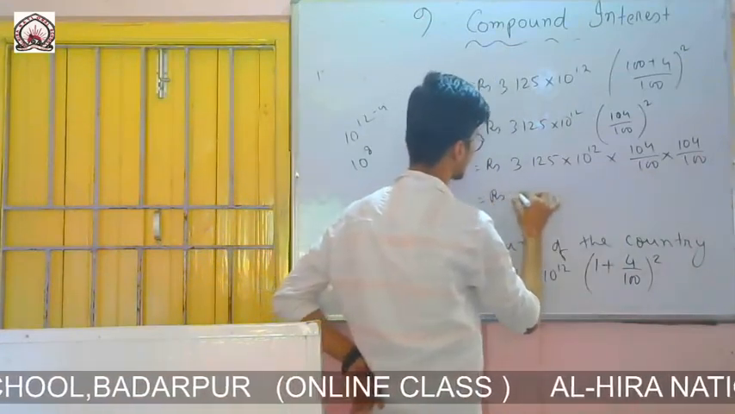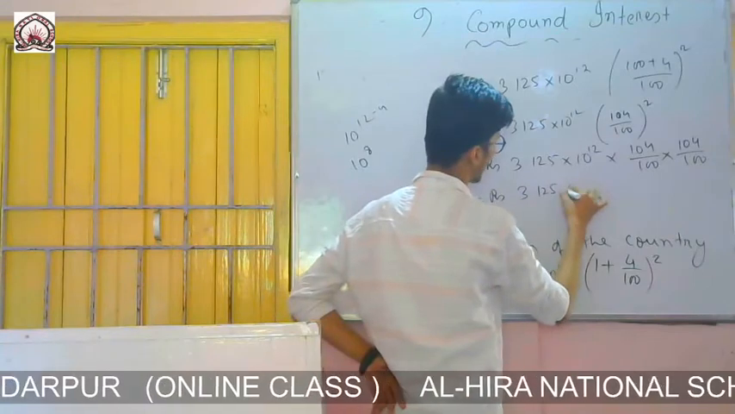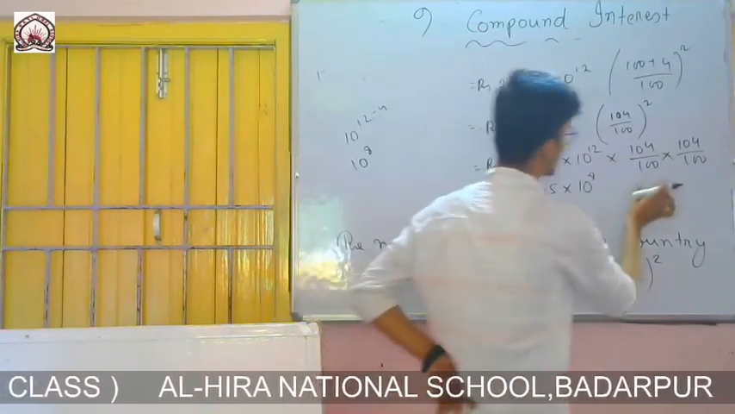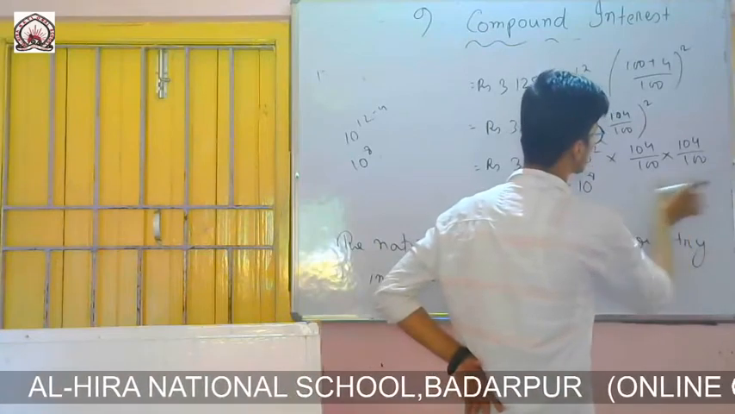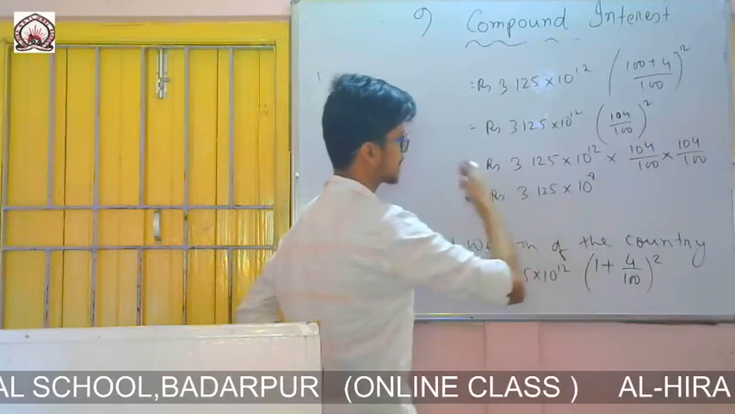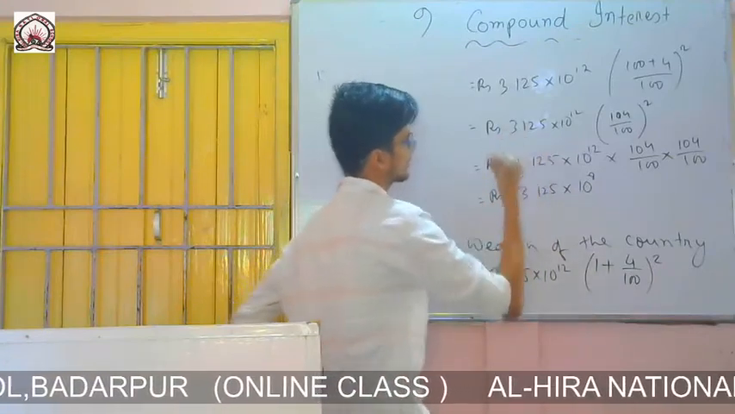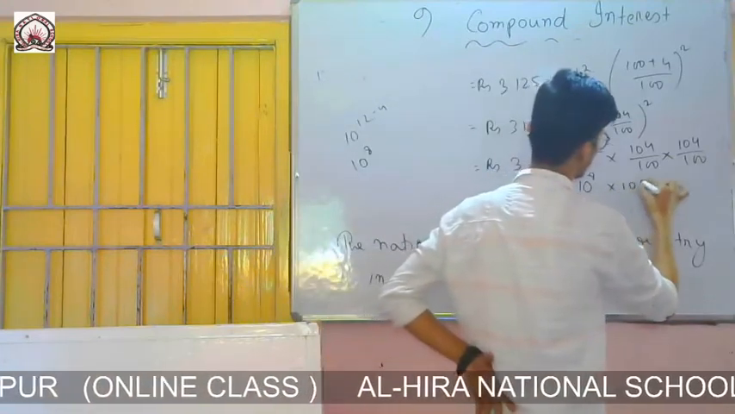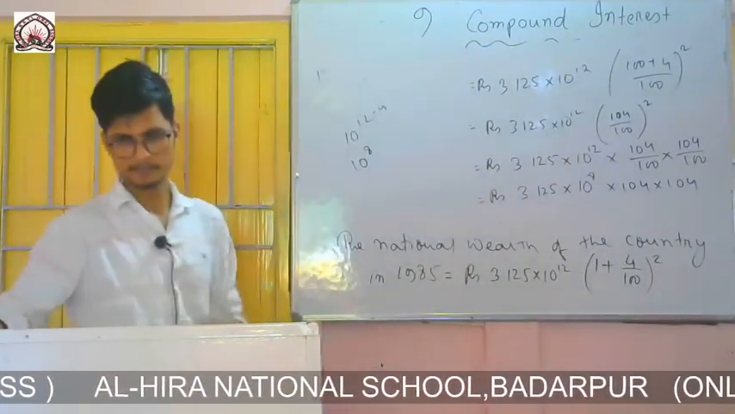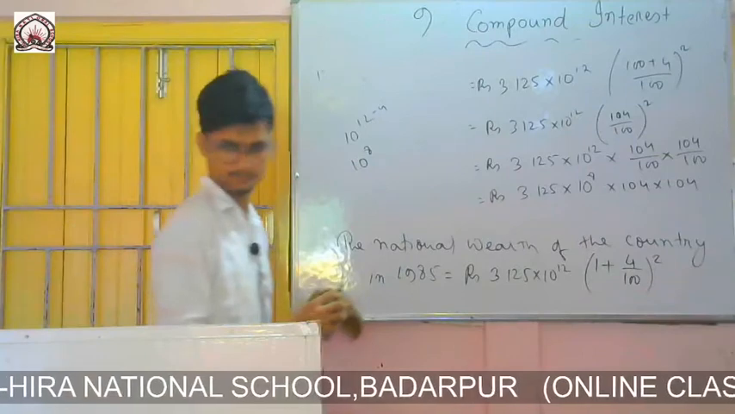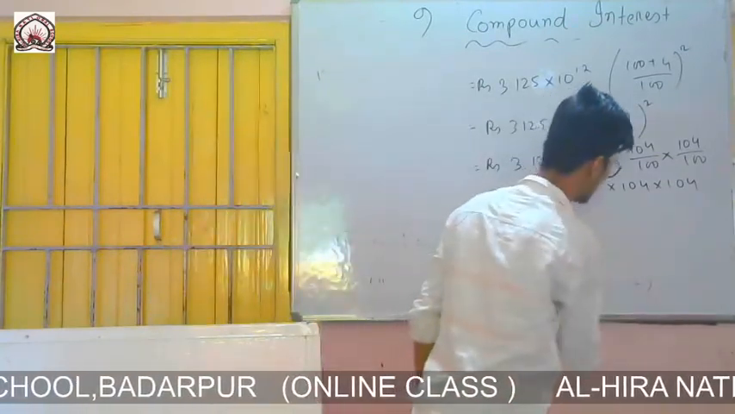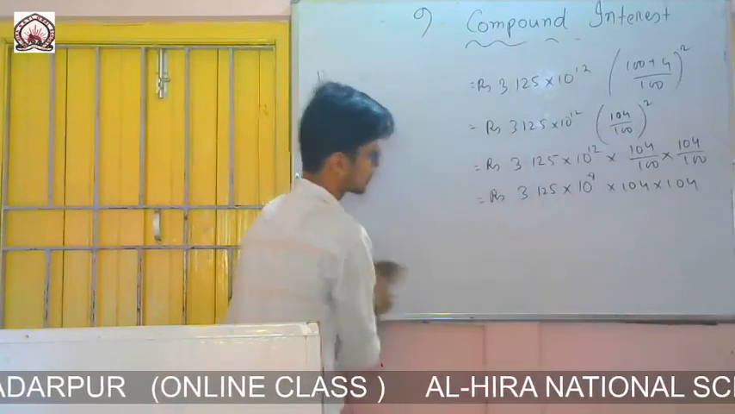So I will write it rupees 3.125, this one will be 10 to the power 8, because simply I have deducted this 4 from here. Thereafter 10 to the power 12 was there, but simply I have deducted 4, then it became 8, and they are left 104 into 104. So now we have to do the calculation.